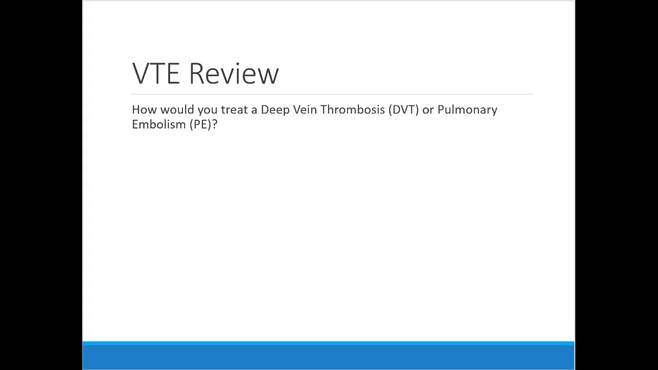This is a review slide, and I just encourage you to think about how you treat a deep vein thrombosis or pulmonary embolism. That's probably what you're going to see mostly, as your patient populations are going to be at high risk for venous thromboembolism. So how would you treat it? I talked about several options. If you want to pause and review and think about it, you can do that right now.